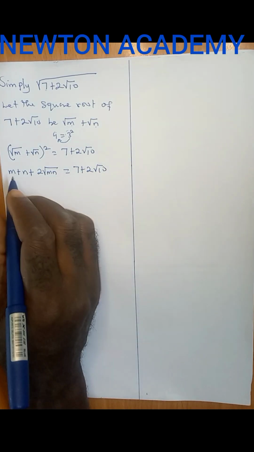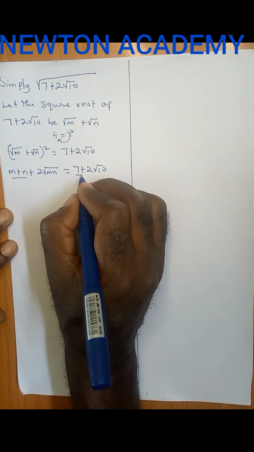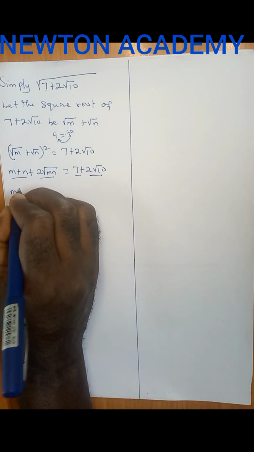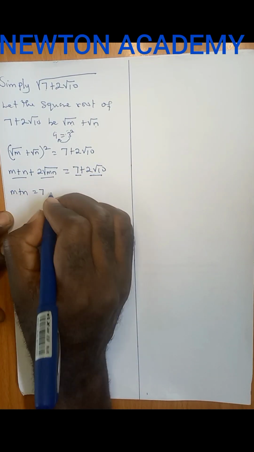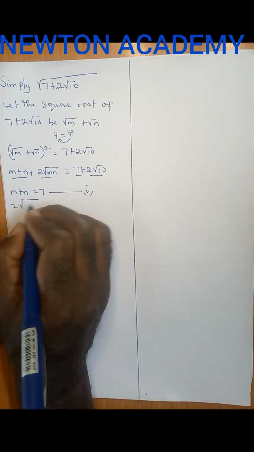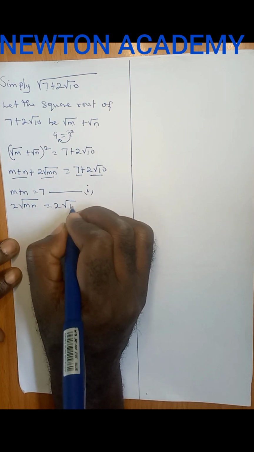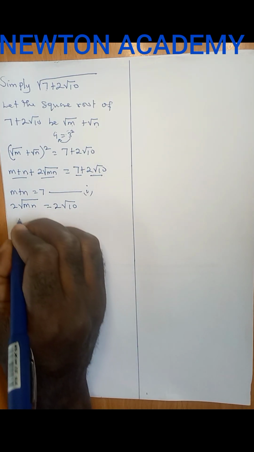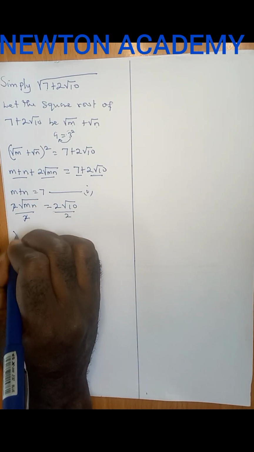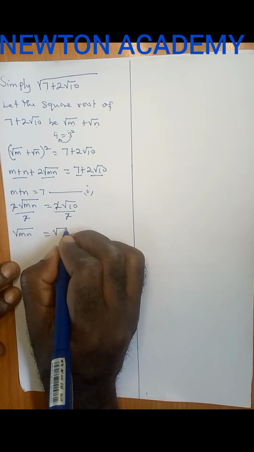Now this has rational part and irrational part. This is rational part, rational part. This is irrational part, and this is irrational part. So we'll say m plus n is equal to 7. Let's call this one equation 1. Then we'll have 2 root mn is equal to 2 root 10. When we divide both sides by 2, these two cancel these two. We'll have the root of mn is equal to the root of 10.